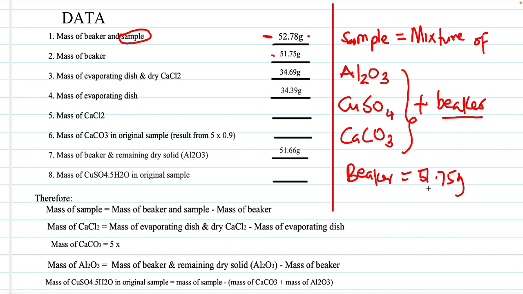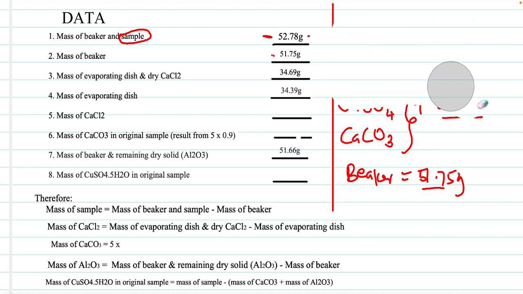So the mass of the beaker when it is empty is 51.75. Now, when we added the sample, remember the sample is a mixture of aluminum oxide, copper sulfate, and calcium carbonate, we weighed again and got 52.78. Now let's take off this.